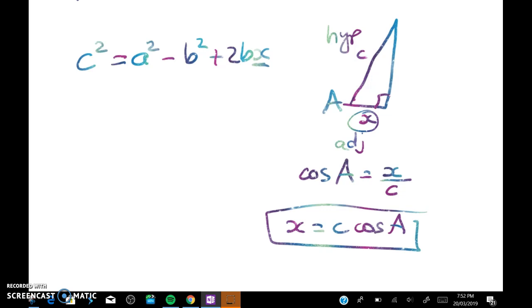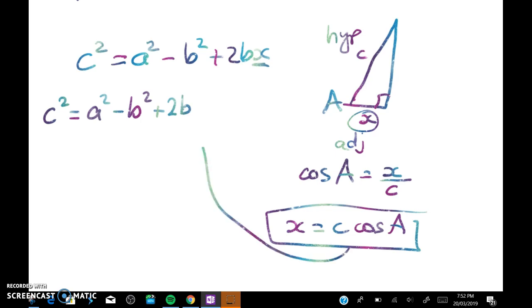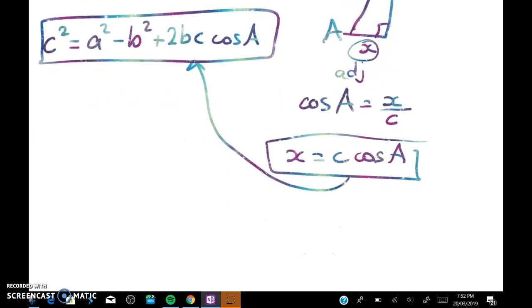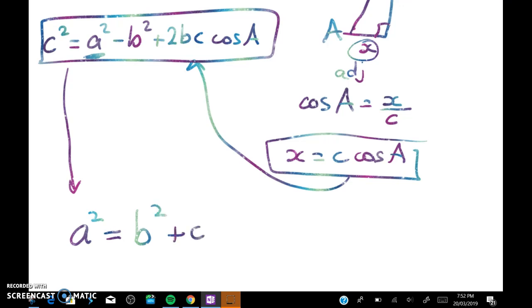So now we've got rid of the h and we're about to get rid of the x. So this is what we've got. C squared equals a squared minus b squared plus 2bc cos A. So this is a version of my cosine rule. I don't usually write it that way though. I rearrange it to make it sound nicer. And we have this. A squared is equal to, so we're going to leave a squared here, a squared is equal to b squared plus c squared minus 2bc cos A.